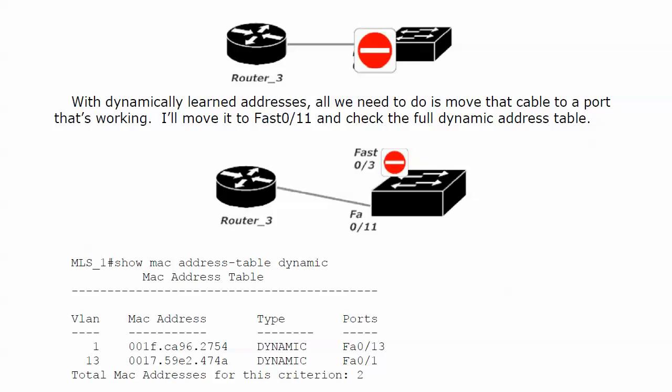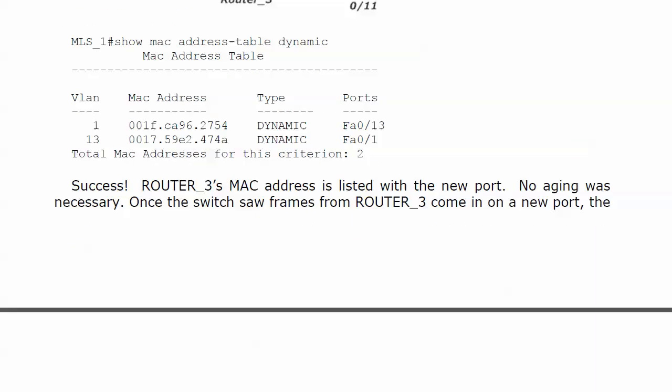It's just that fast. No aging was necessary, because as soon as the switch sees frames coming in from router 3 from that MAC address, but on a different port, it says, okay, wait a minute, this one has obviously been moved, and I will now recognize fast 0/13 as the correct port for this particular MAC address.